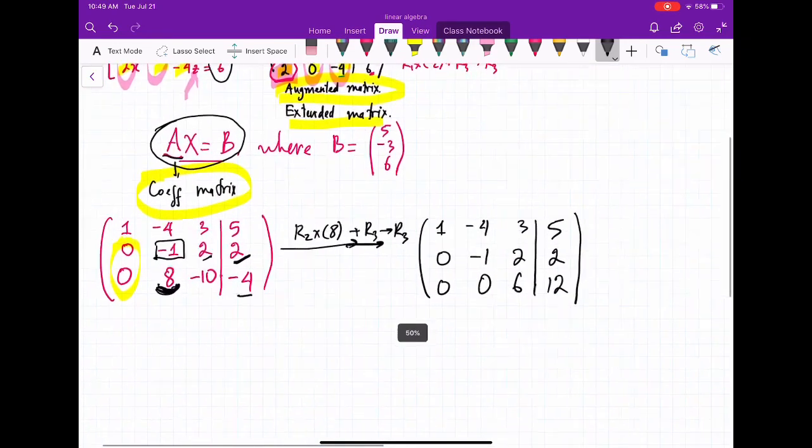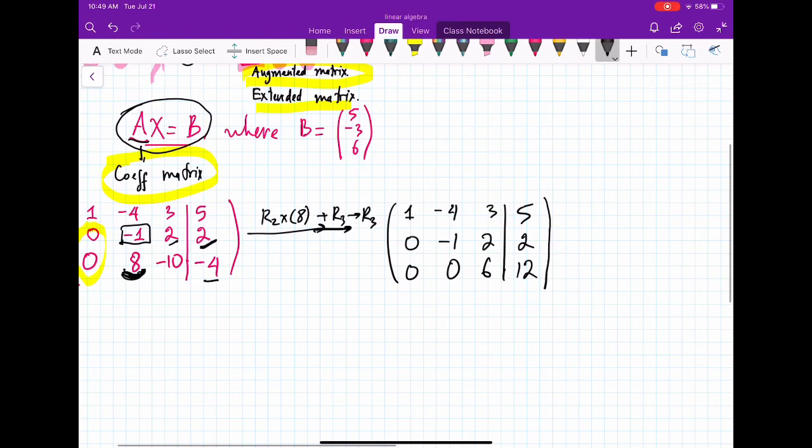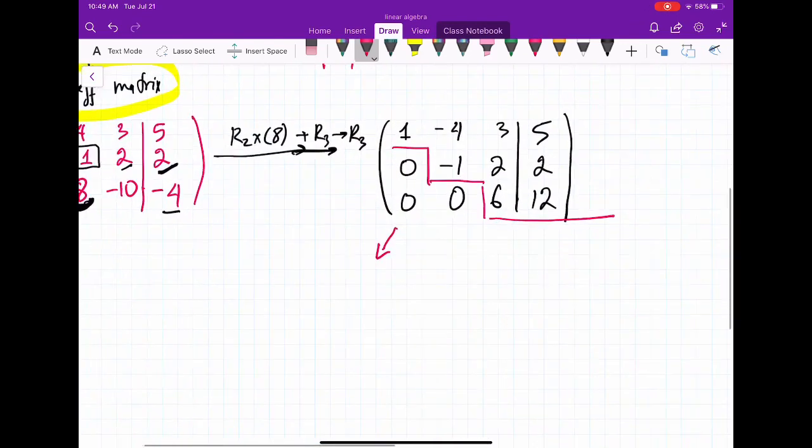Okay, so now we have the form right here. It's an interesting form, you see. Such a form is called echelon form. You see, echelon form looks like echelon form, right?